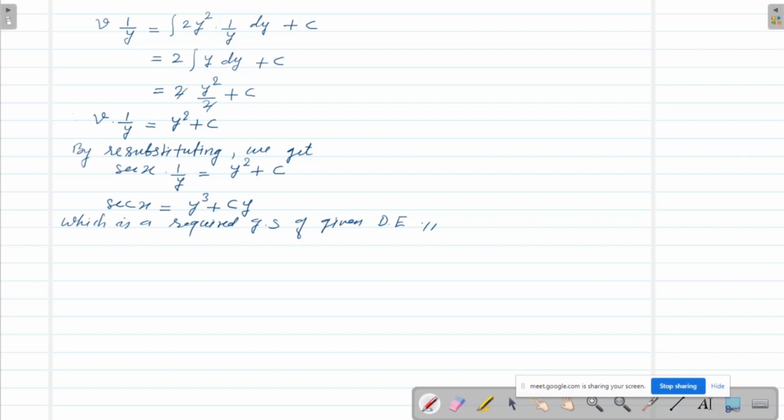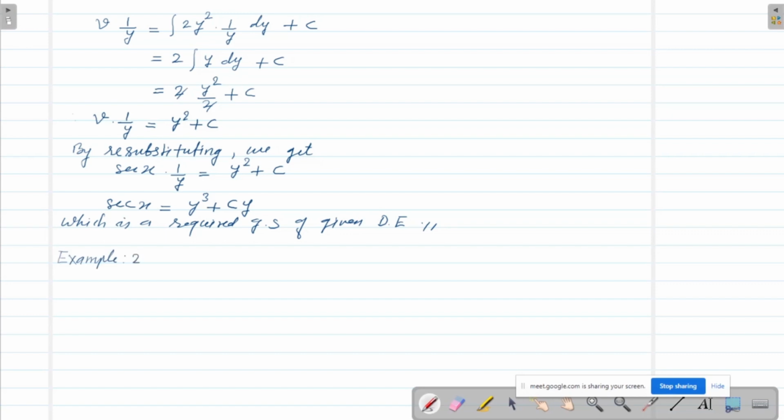But after finding the solution, we must resubstitute. So v is what? Instead of v, we put here sec x into 1 upon y as it is, equal to y square plus c. Just cross multiply and you will get sec x equal to y cube plus cy as the required general solution. I hope you understood now.